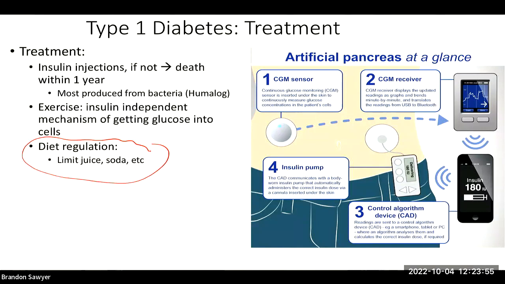So yeah. Audrey, what are you gonna say? Is it talked about the insulin?